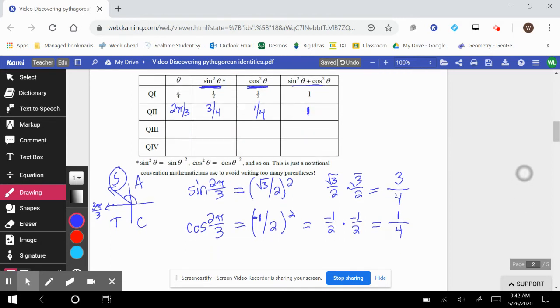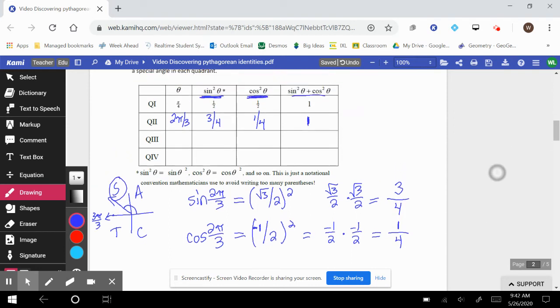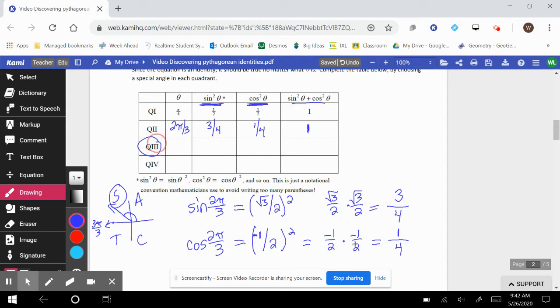So you guys have seen an example of what I'm looking for in this chart here. Now you guys complete this for quadrants 3 and 4. And your answers should be different. They shouldn't all be the same because you guys are going to pick your own angle in quadrant 3 and then your own angle in quadrant 4.